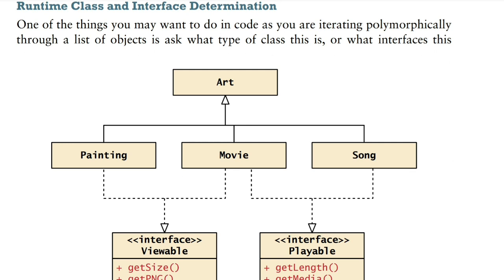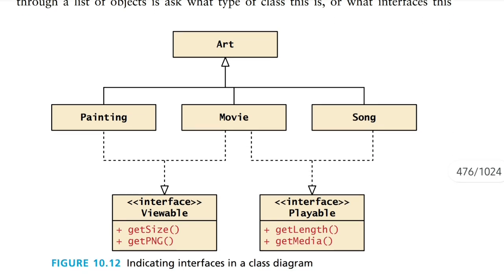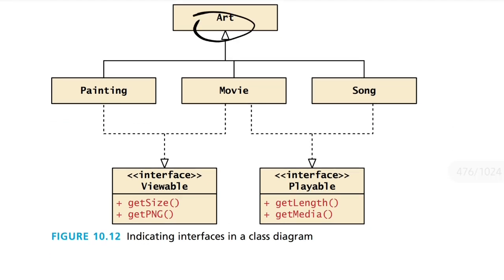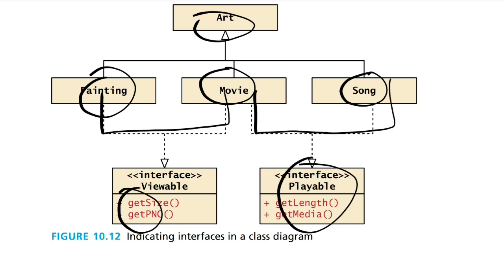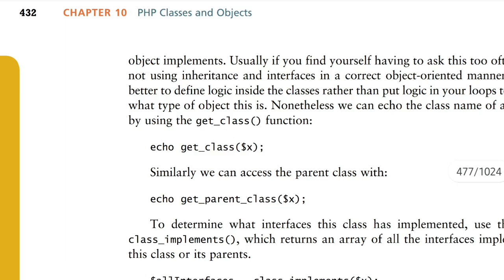Runtime class and interface determination. Art is a parent class, and the child classes are painting, movie and song. If you create an interface out of these two, you'll get these two things, meaning how you have defined the interface and what things you have taken is specified here. That's what an interface is about.